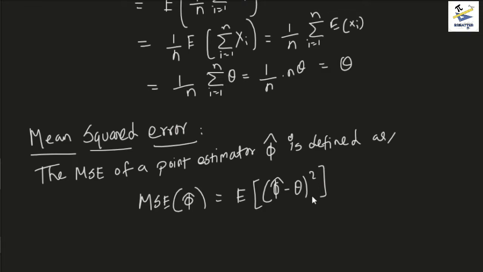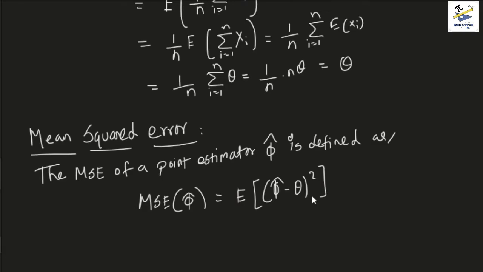This is the mean squared error, because phi cap minus theta is the error that we make when we estimate theta based on phi cap. Phi cap is an estimator of theta, but we are not guaranteed that phi cap would always equal theta, so there can be some error, and that error is given by phi cap minus theta. Mean squared error is basically we square the error first, which is phi cap minus theta squared, and then we take the mean of it.